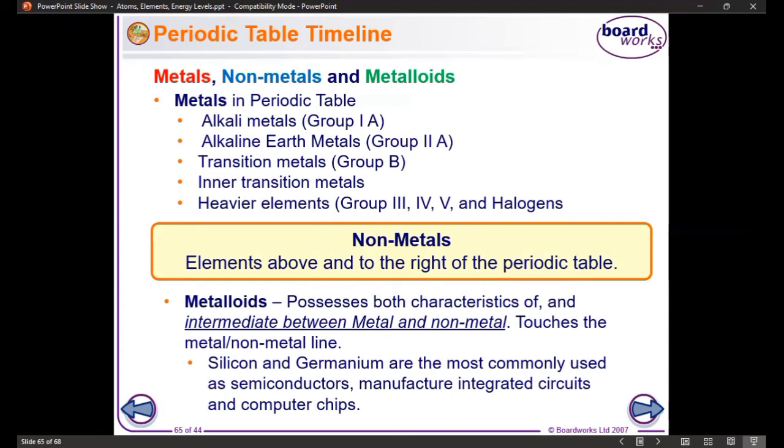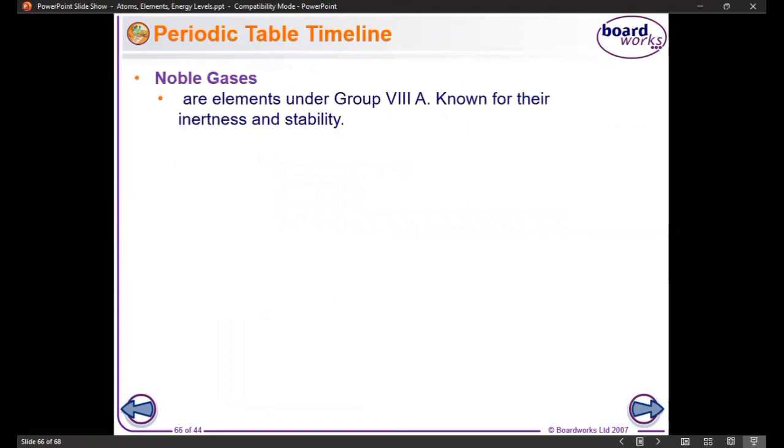So the most common metalloids are silicon and germanium. They are commonly used as semiconductors that can be used as well in the manufacture of integrated circuits and computer chips. And of course, we have the noble gases that can be found in our periodic table. These are the elements under group 8A, known for their inertness and stability.